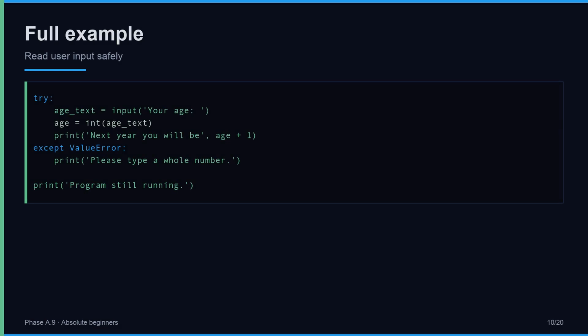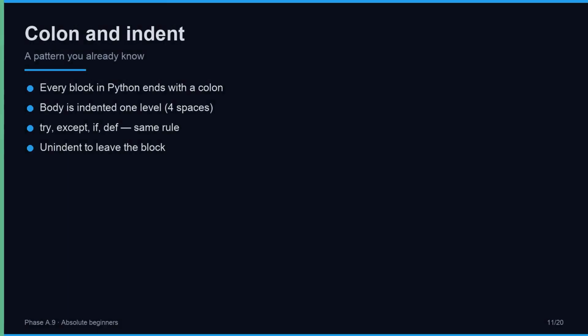A real example. We read the user's age as text, then convert it to int. If they type 25, conversion works, we print next year you will be 26. If they type hello, int raises ValueError, the print inside try is skipped, and we land in the except body, please type a whole number. Then the program keeps running, and the final print confirms it. The user never sees a crash. We handled the problem. Real input safely. Notice the shape.